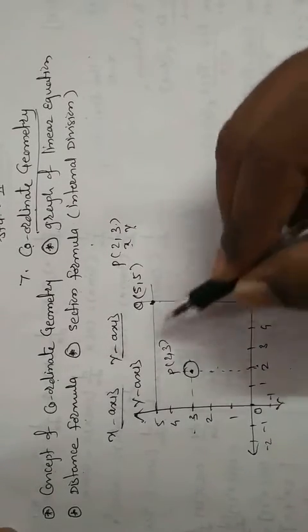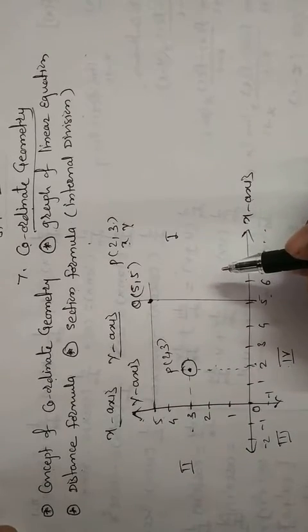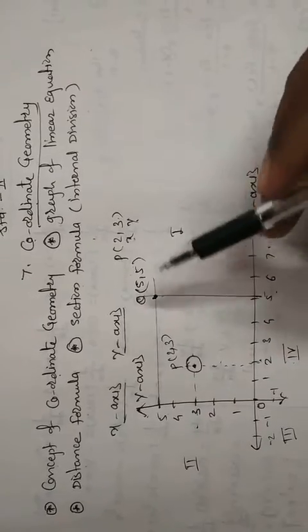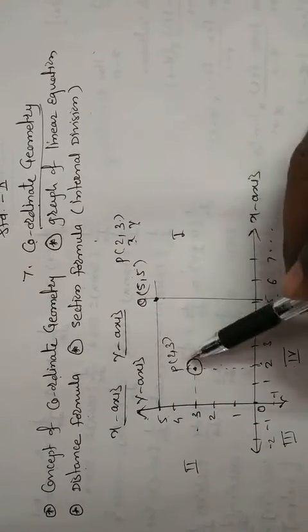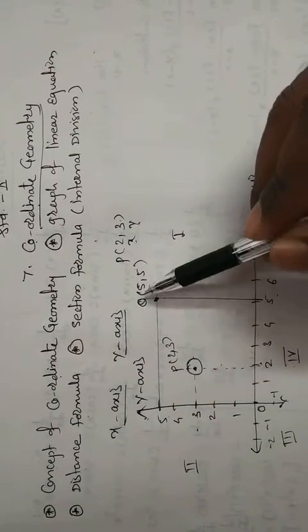So P and Q we can draw on the graph. This is the first quadrant. Same as, this part is called the second quadrant. This part is the third quadrant. This part is the fourth quadrant. All are known from standard 9th. So now for this standard 10th, we have to take these 2 points P and Q.